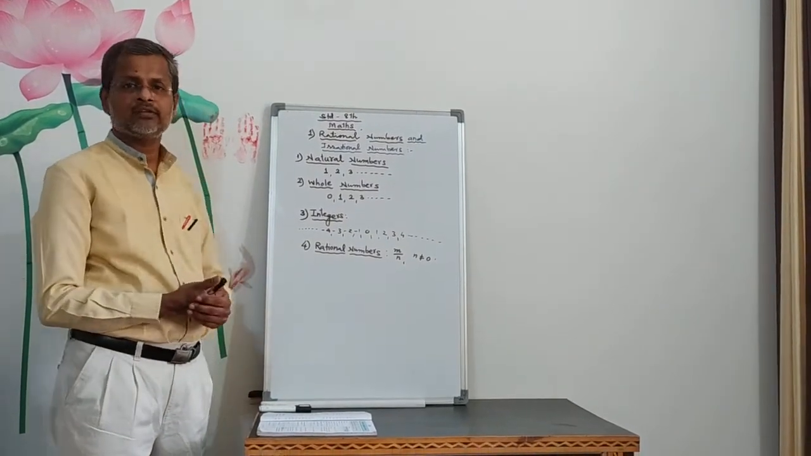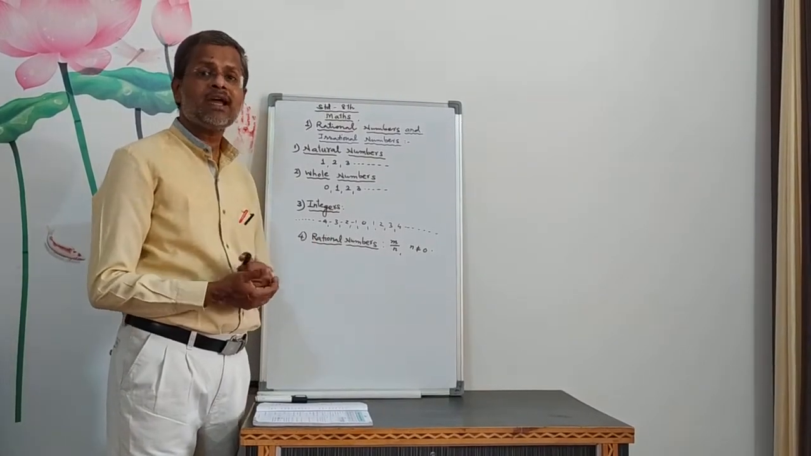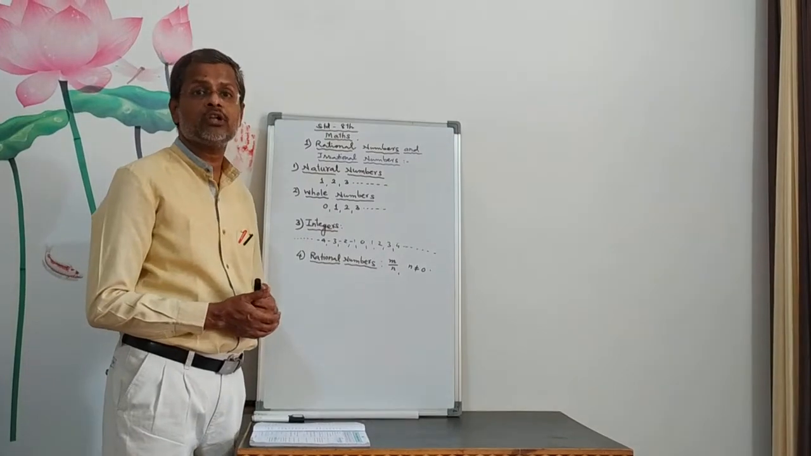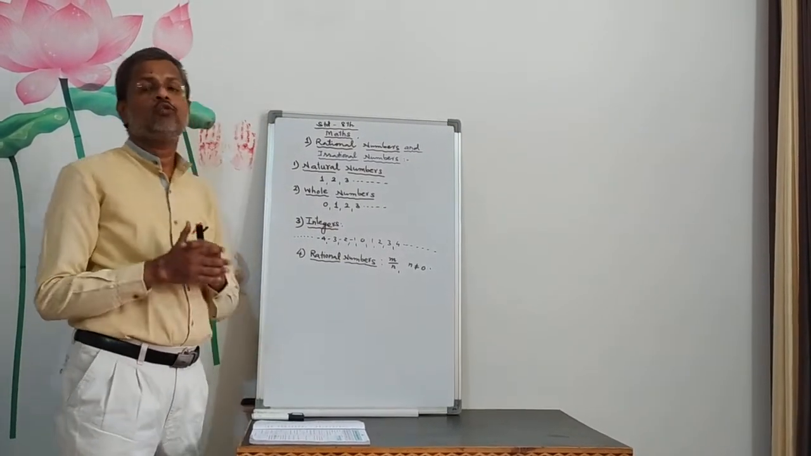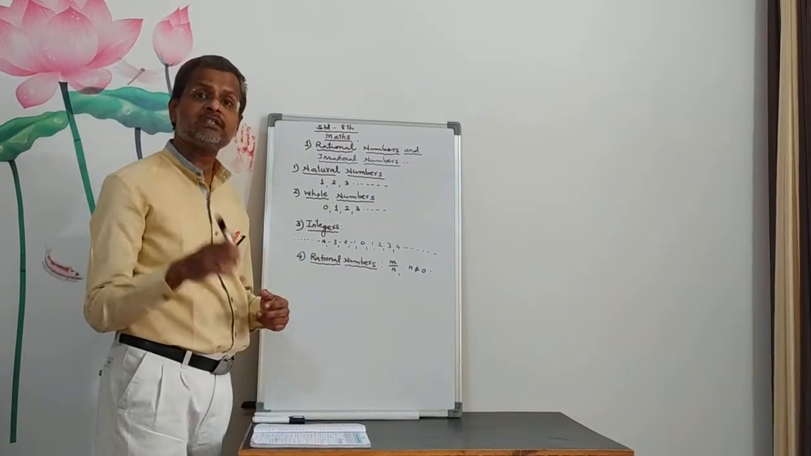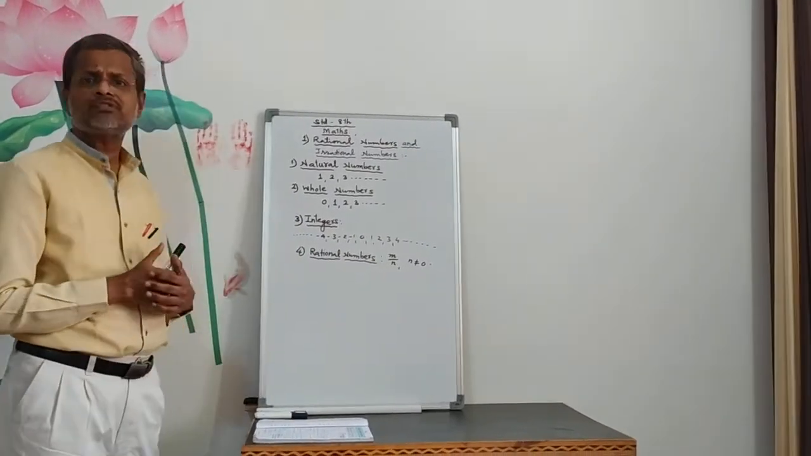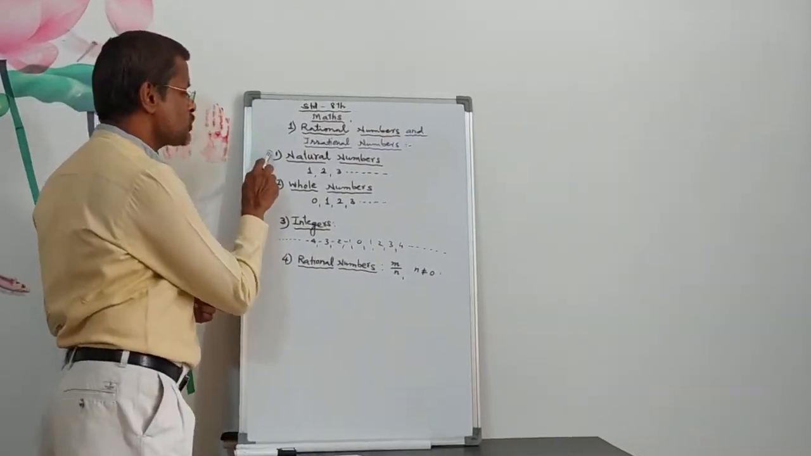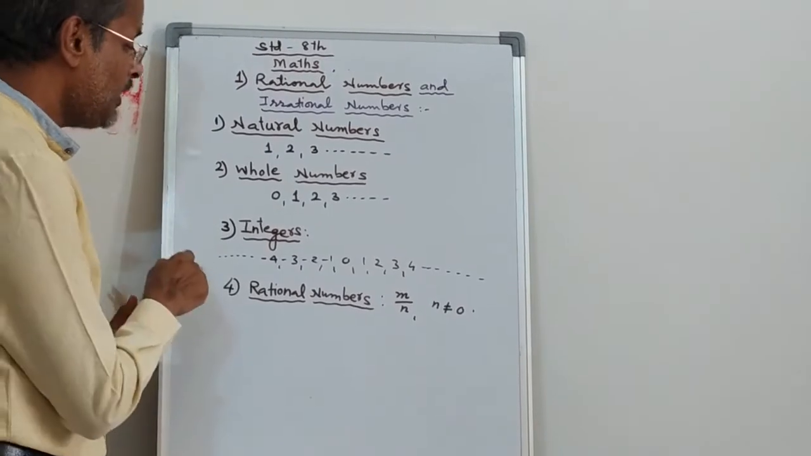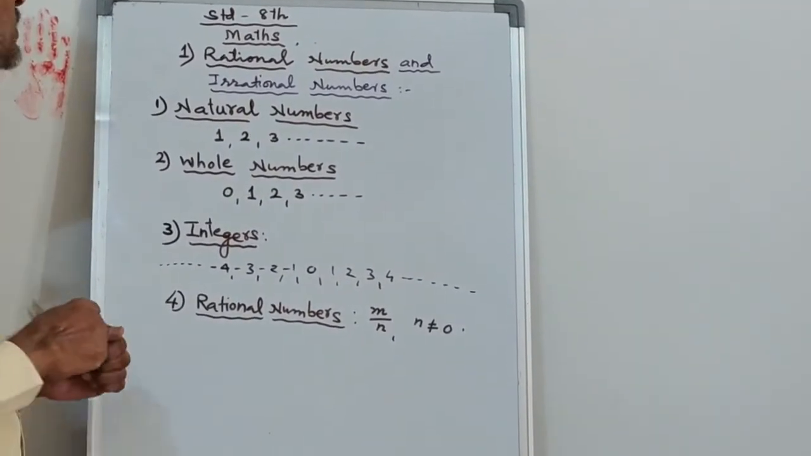Welcome to Standard 8th. Today we are going to start here with Maths chapter 1, that is rational numbers and irrational numbers. For that purpose, let us summarize what you have already studied in Standard 7. What have you studied? They are natural numbers, whole numbers, integers and rational numbers. Let us see these numbers one by one.